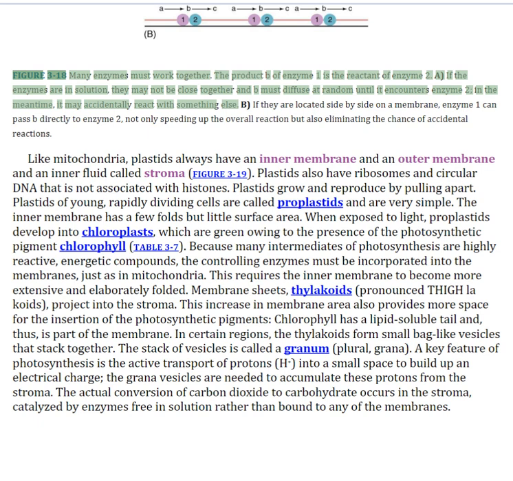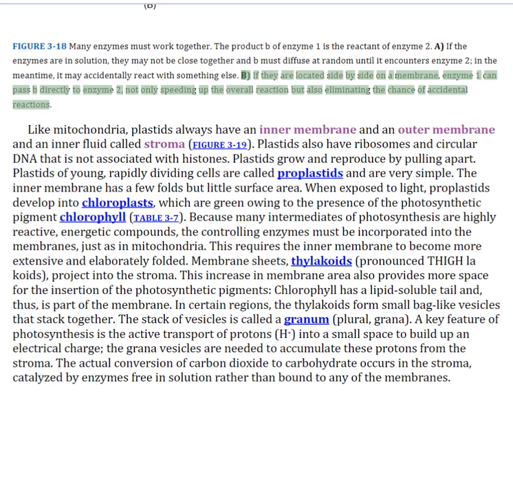Figure 3.18. Many enzymes must work together. The product B of enzyme 1 is the reactant of enzyme 2. A. If the enzymes are in solution, they may not be close together, and B must diffuse at random until it encounters enzyme 2. In the meantime, it may accidentally react with something else. B. If they are located side by side on a membrane, enzyme 1 can pass B directly to enzyme 2, not only speeding up the overall reaction but also eliminating the chance of accidental reactions.